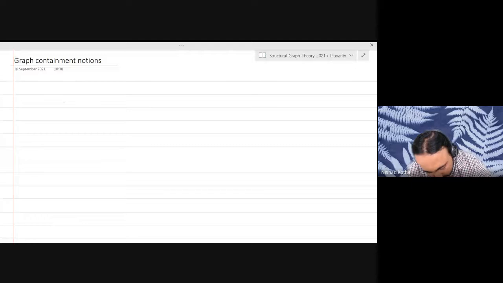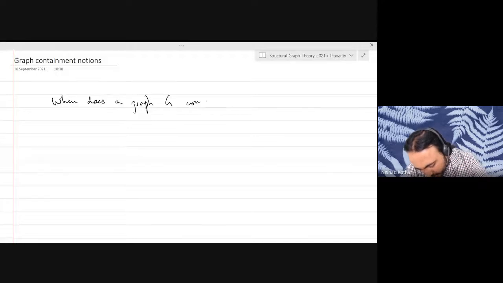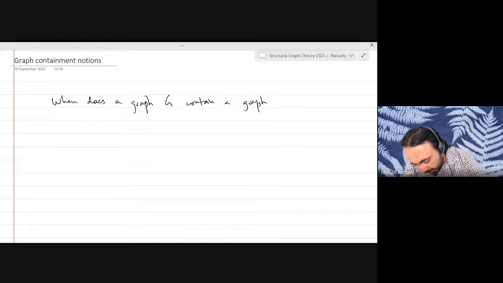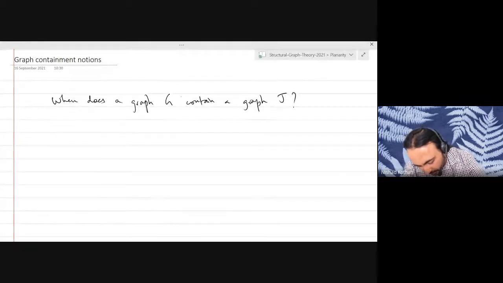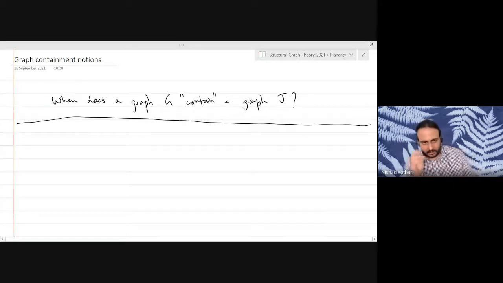When does a graph G contain a graph J? And the problem here is, what do we mean by contain? Okay, so that is the general theme of this discussion. We are going to talk about some containment notions and how planarity is related to that.